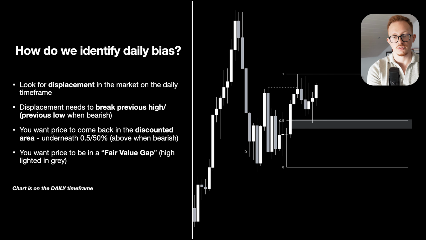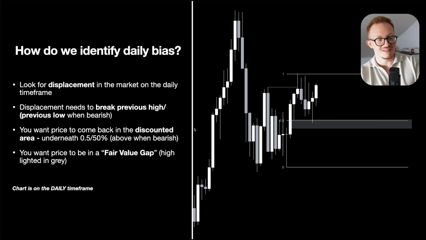We come inside of an OTE entrance and we turn around. Again, another strategy, a bit more advanced, but that's the reasoning after this displacement right here. That's a bit of the story why it happened right here, I would say. So you want price to come back into a discounted area, so underneath the 0.5 or the 50% and above where I'm bearish.